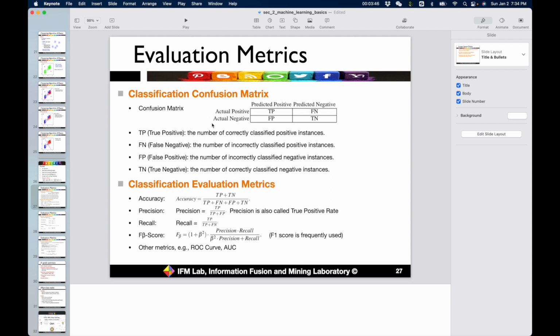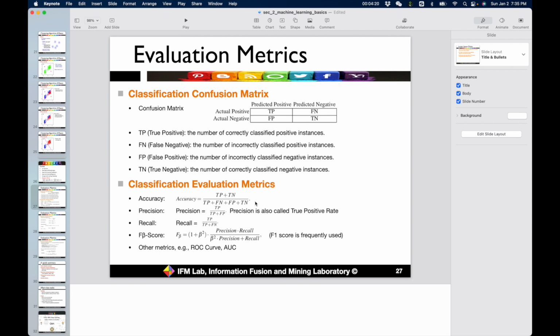The first one we can define is called accuracy. Accuracy measures the number of instances we classified correctly, both negative and positive, right? So in other words, we can define the accuracy to be true positive plus true negative over the whole dataset size, right? Because this denominator will be equal to the whole dataset size, right?